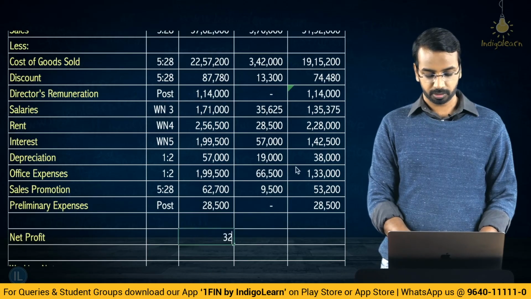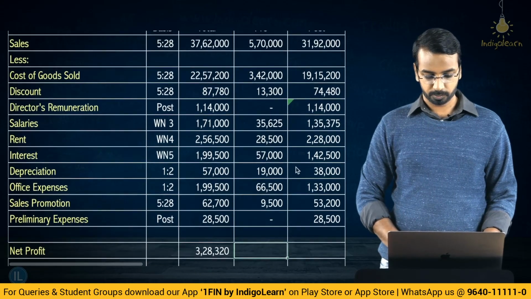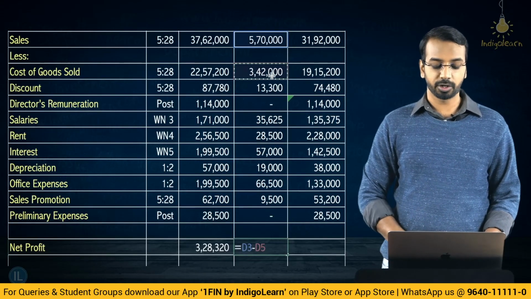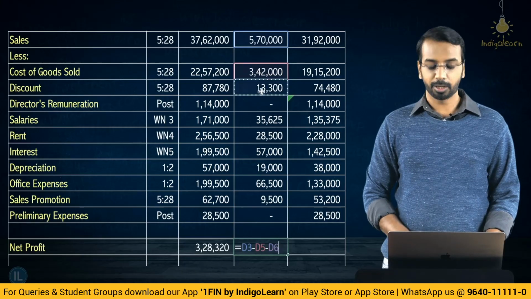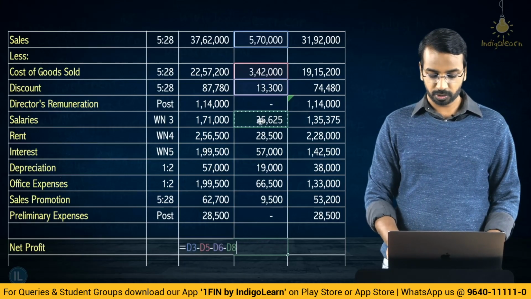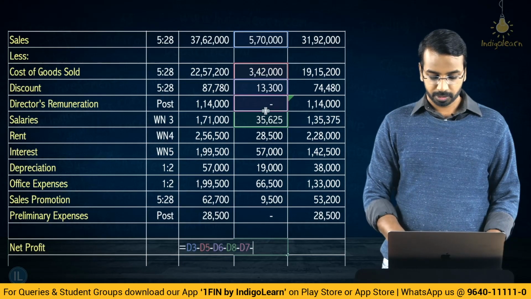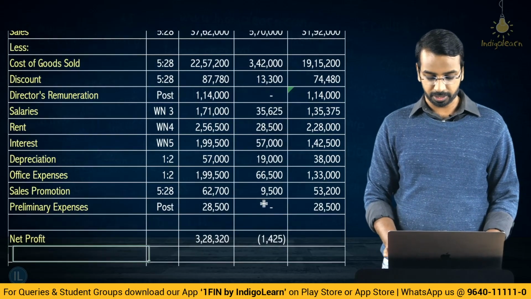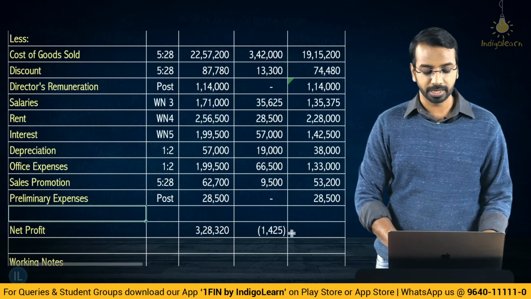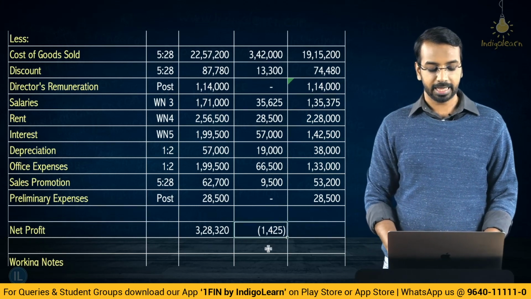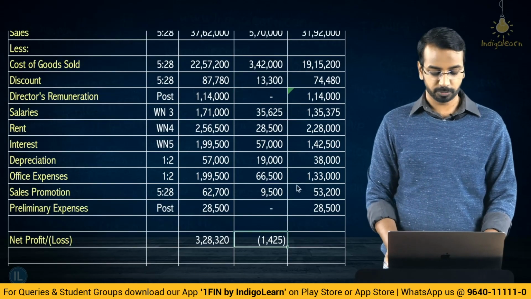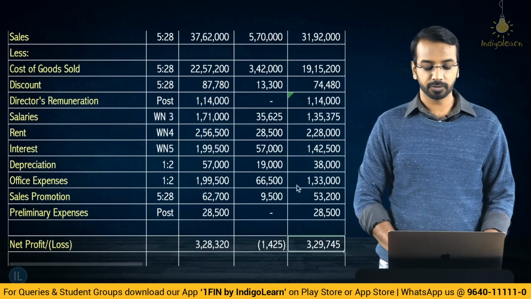328,320. Right. So here, pre, how will you do? 5,70,000 minus 3,42,000 minus 13,300 minus 35,625 minus 28,500 minus 57,000 minus 19,000 minus 66,500 minus 9,500. You get negative of 1,425. That is a loss. So you can say here net profit or loss. Loss in the pre-incorporation period, and in the post-incorporation period you have a profit of 329,745.